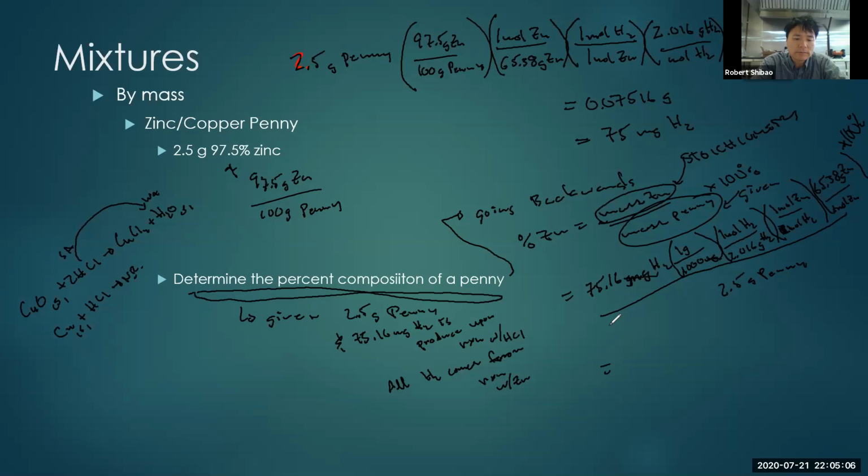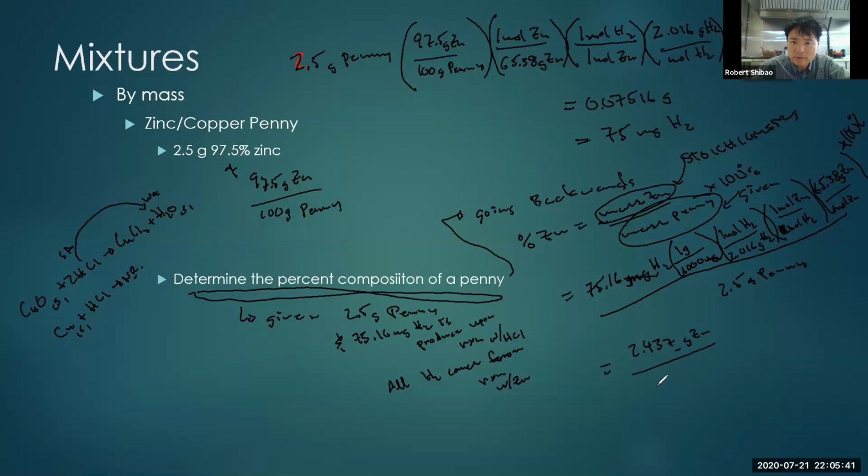So I'll start off with 75.16 milligrams of hydrogen divided by 1,000, divided by 2.016, times 65.38. All right, so I get 2.43. And so out of this 2.5 gram penny, 2.437 grams of that is zinc.